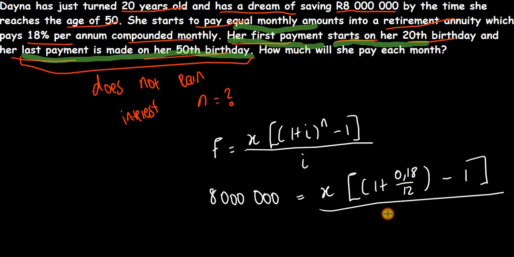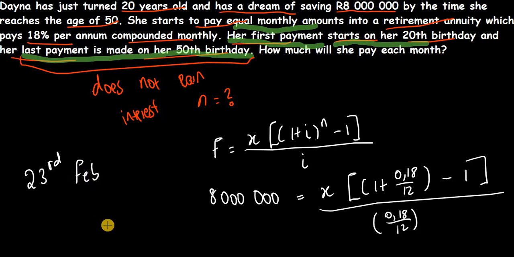All divided by 0.18 over 12. Now, good people, the exponent there, all you need to understand is the following. Let's take any of your birthdays. My birthday is on the 23rd of February. It's on the 23rd of February every year, by the way. It doesn't skip.